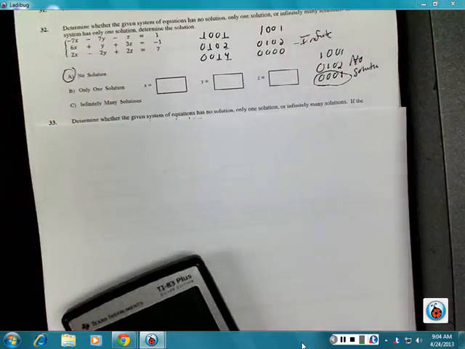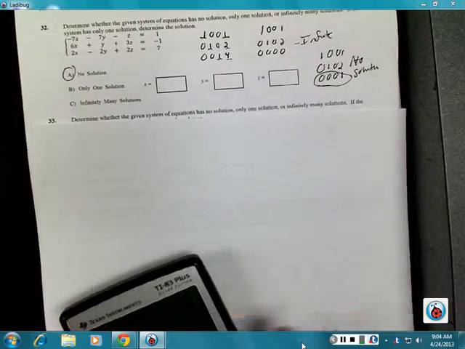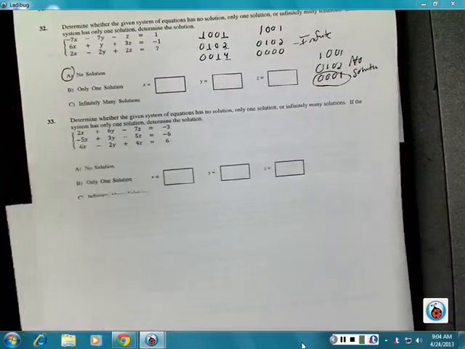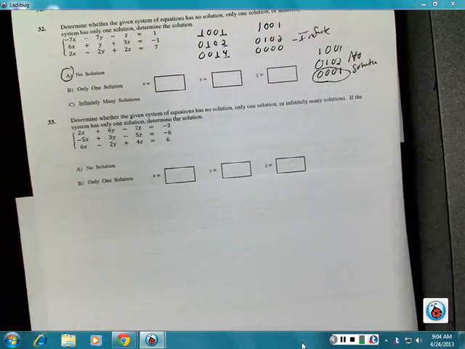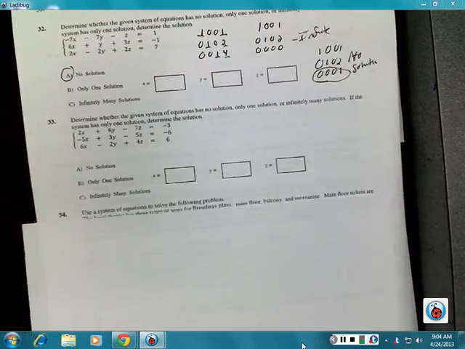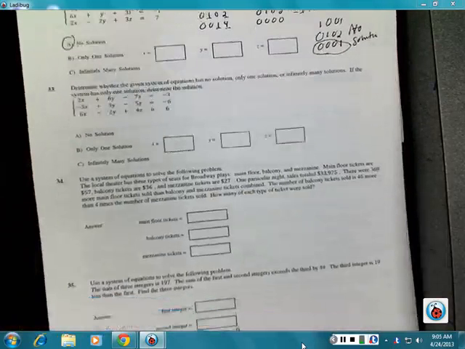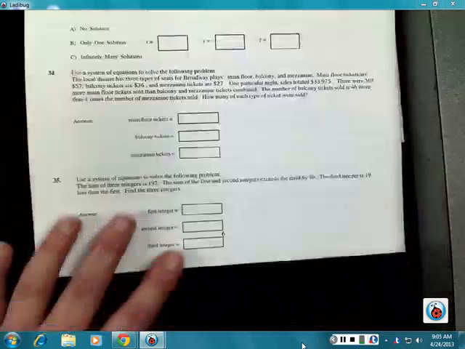All right, I think we got what you got to do with matrix, right? So I think you're good with 33. Am I right? You just got to plug it in. But we're going to take a look at 34 though, because 34 is a story problem, and we need to figure out what our matrix is from the story problem.